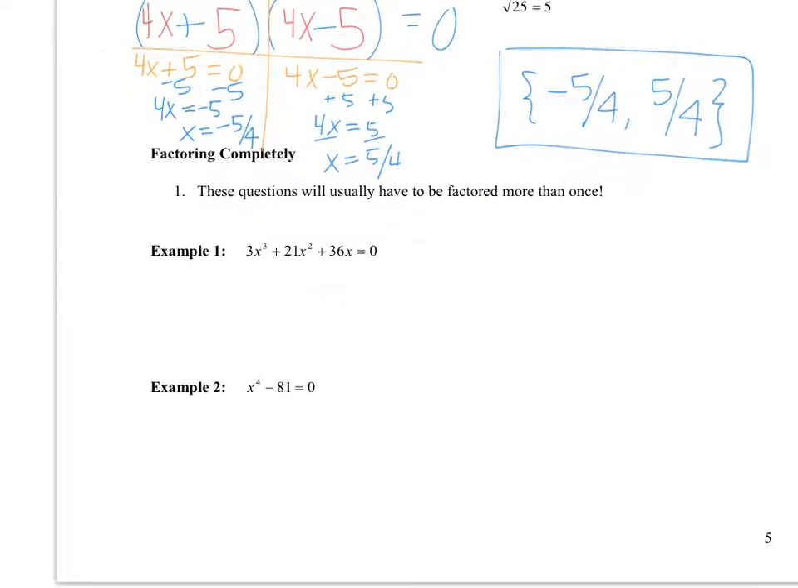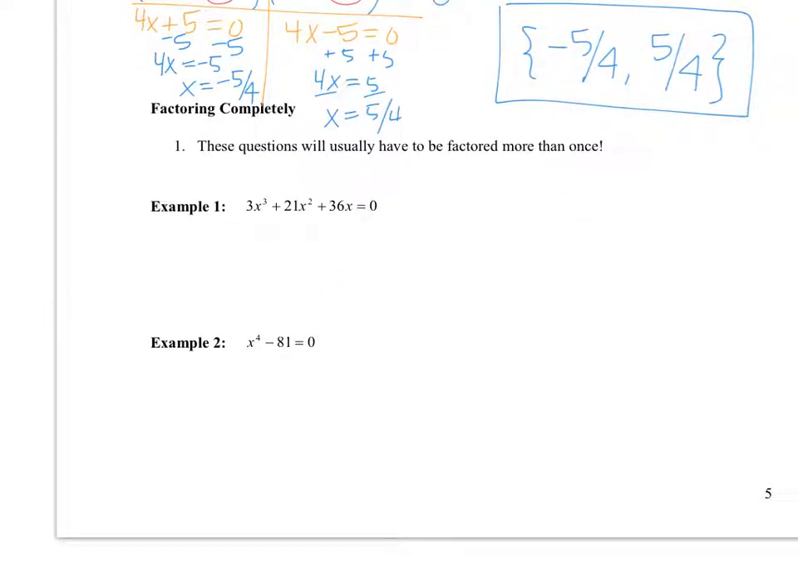And last but not least, something called factoring completely. These questions require you to factor more than once. Okay, so usually that means GCF first or DOPS first, and then you get to try add multiply. Okay, so remember your 3 factoring methods. Sometimes it could be a tricky trinomial where you do have to guess and check, but it just depends on the problem.